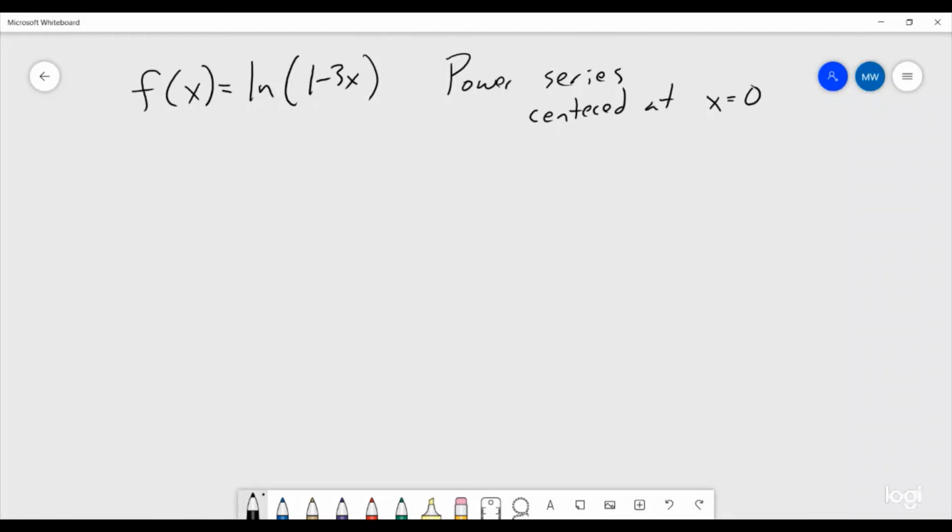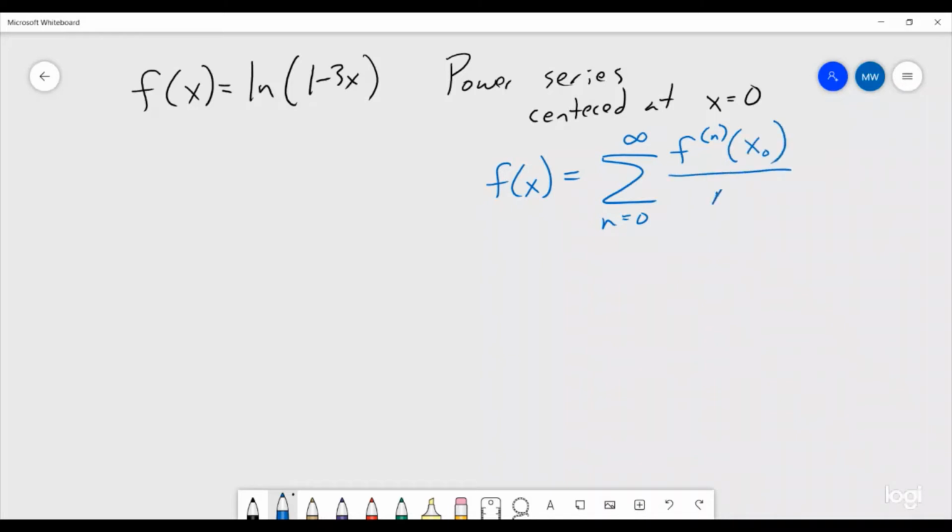So we can always write f of x as the sum from n equals 0 to infinity of our nth derivative of f evaluated at x naught divided by n factorial times x minus x naught to the n. That is always going to be true. So the pieces that we know: x naught is going to be 0, so we know those two pieces. N is just going to be our index, so that is fine. What we have to do though is calculate what our derivatives are at x naught. So we can go through and figure out these different pieces.